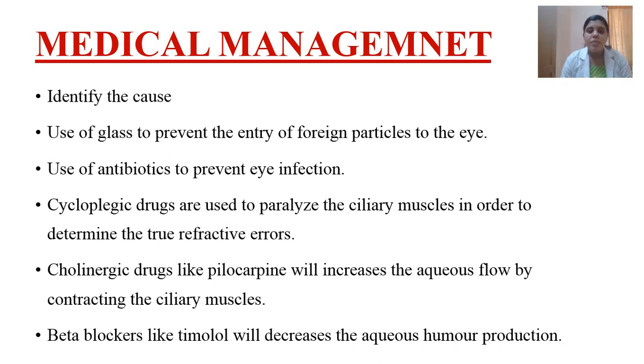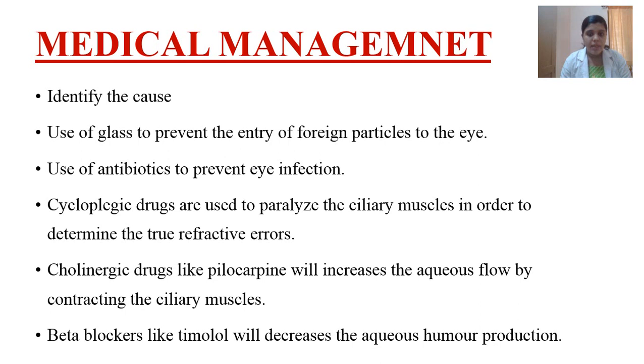Then use of glasses to prevent the entry of foreign particles to the eye. At the same time, if the child is having any running eye infections, antibiotics can be provided to treat the eye infection. Cycloplegic drugs are used to paralyze the ciliary muscles in order to determine the true refractive errors. Okay, then cholinergic drugs are also available.